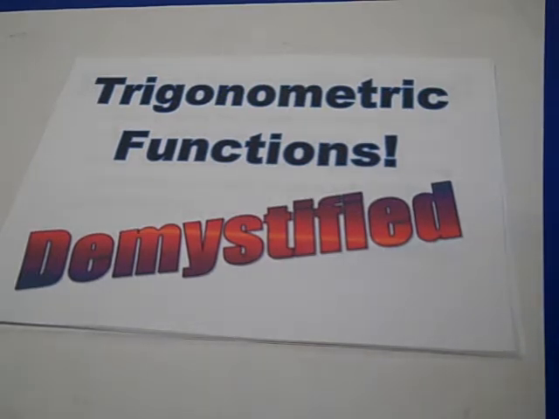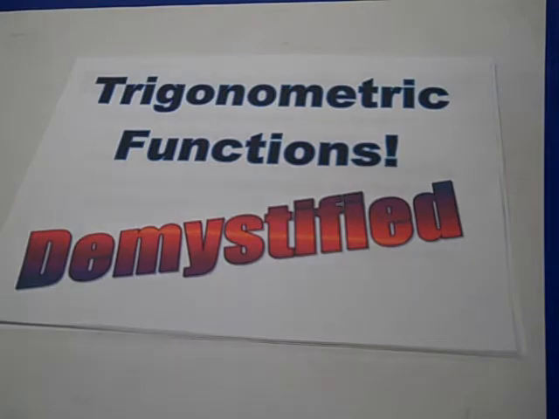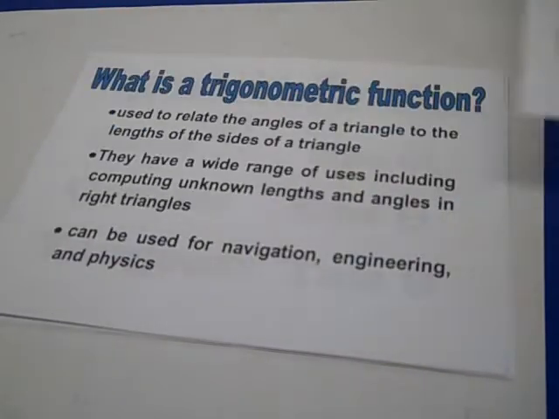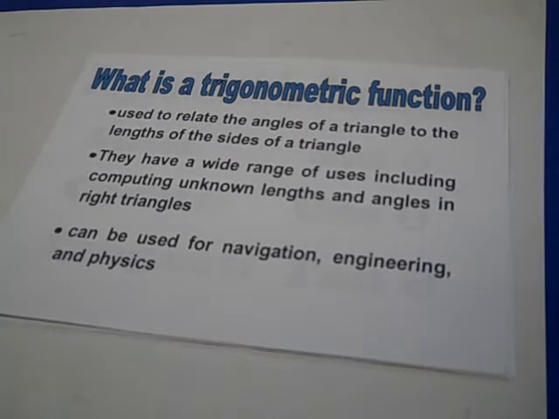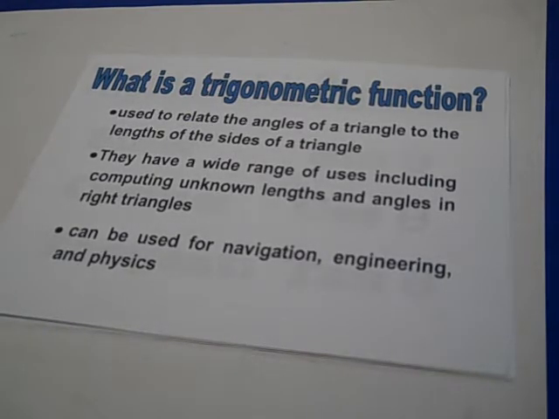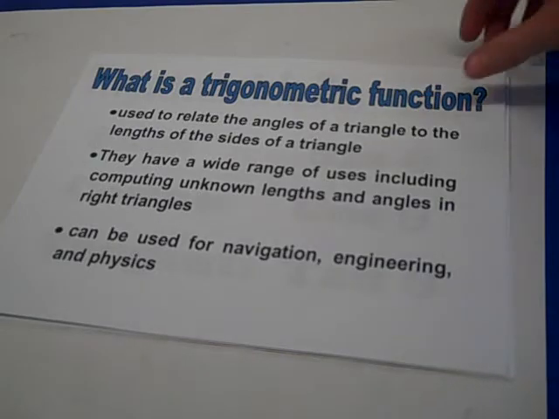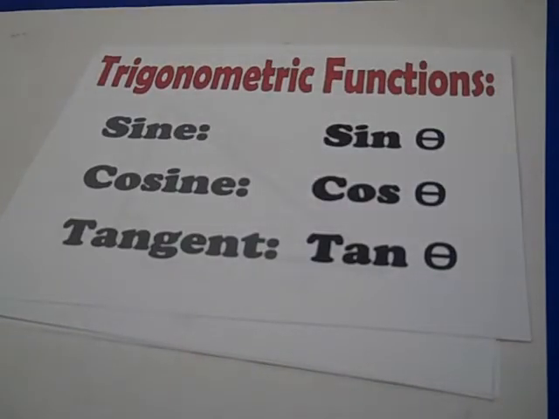Hello and welcome to the magic of trigonometry. You may wonder, what exactly is a trig function? You've come to the right place to find out. A trigonometric function is used to relate the angles of a triangle to the lengths of the sides of a triangle. They have a wide range of uses, including computing unknown lengths and angles in right triangles. And they can be used for navigation, engineering, and physics. There are three different types of trig functions: sine, cosine, and tangent.